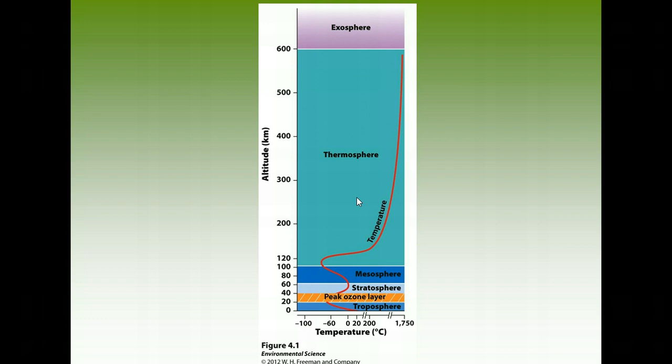You do need to know the order of the layers. And I came up with a little acronym. Starting from the bottom up, it would be troposphere, stratosphere, mesosphere, thermosphere, exosphere. You could say two stakes makes Tommy excited.